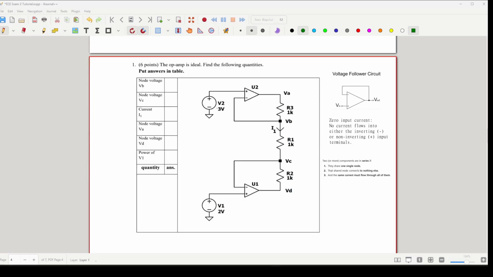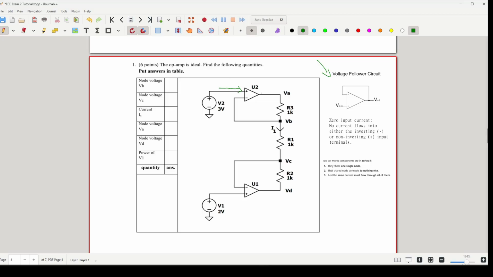In this problem, we have a few resistors and 2 op amps in a circuit. In this case, the op amps are ideal, and they're set up to be voltage followers. This is important to know. It gives us information about what the op amp is supposed to be doing.